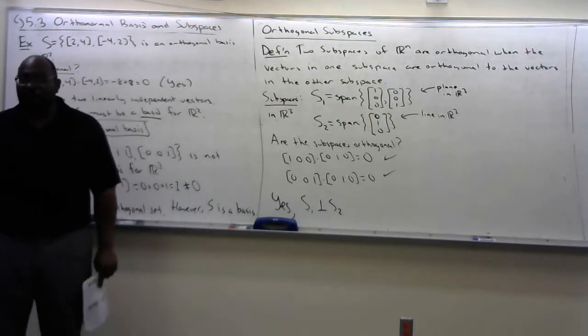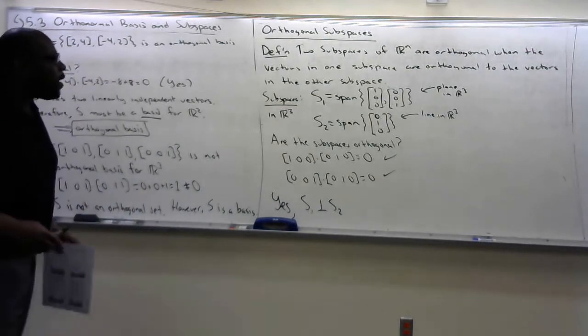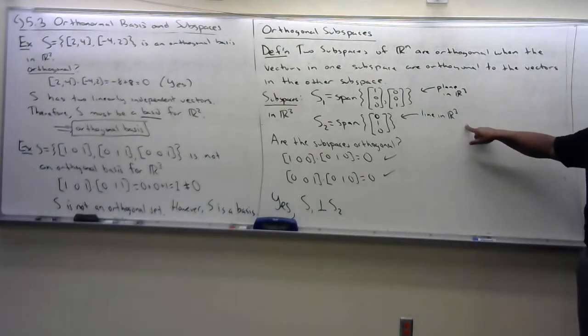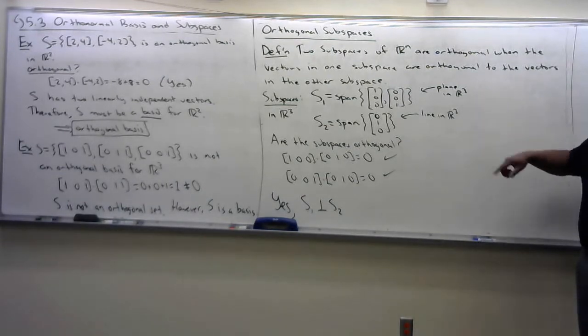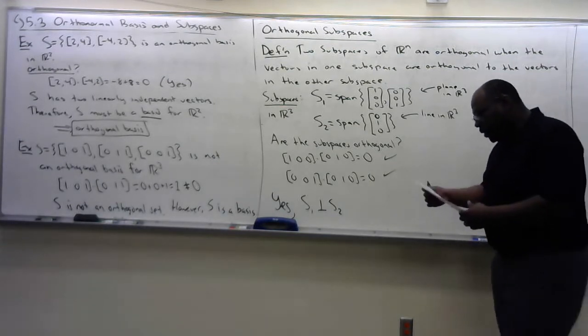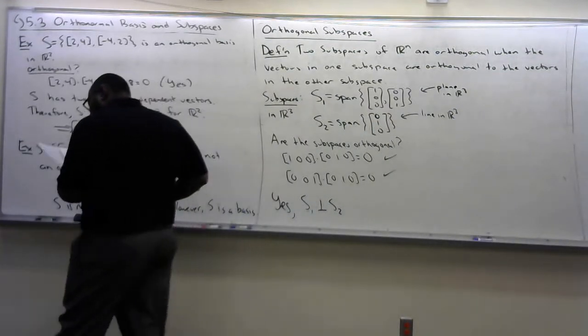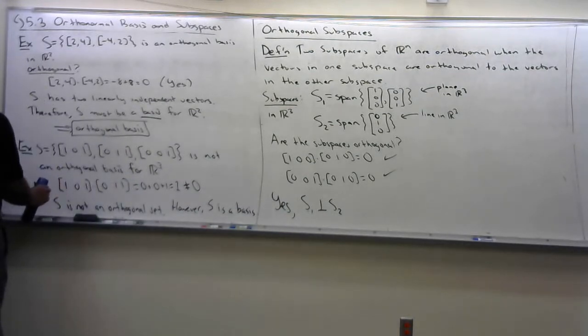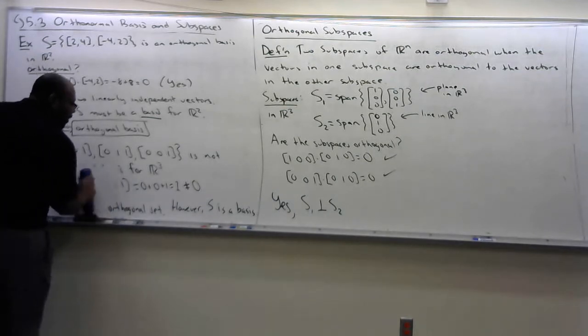You have seen this type of thing before if you've taken Calculus 3. I can think of S1 as a plane in space, and you can think of S2 as the normal line going through the plane. The normal line is perpendicular to the plane, if you remember that from Calc 3. So this is an example of how that would be. Let's look at another example.